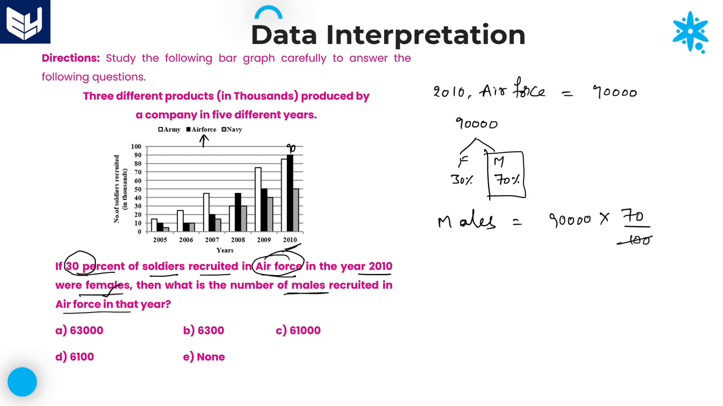Now you can cancel these two values, two zeros cancel. Seven nines are 63 and three zeros are there. 63,000. The number of males recruited from Air Force in the year 2010 is 63,000, that is the required answer, which is option A. Option A is the right answer for this question.